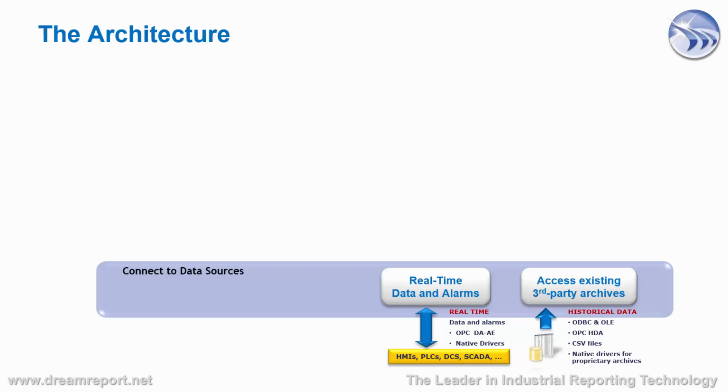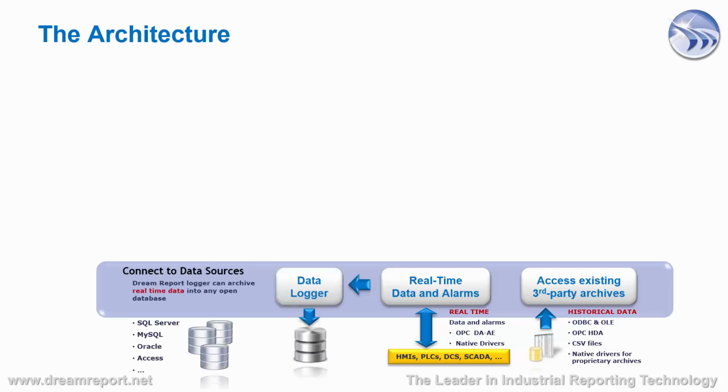In this case, we're connecting to a real-time data stream which we can then report on the current values at time of report generation. Additionally, DreamReport has a built-in data logger in which you can take data from any real-time data source and log it to the database of your choice, from Microsoft SQL, MySQL, Oracle, Access, or any other database you may wish to use. DreamReport allows you to set up logging groups to record data under different conditions, under different time periods, and on different schedules.